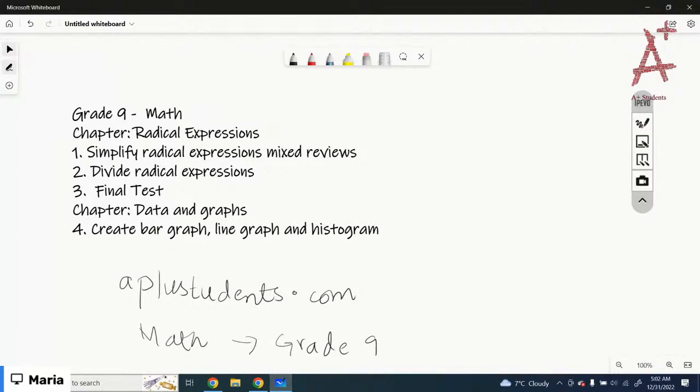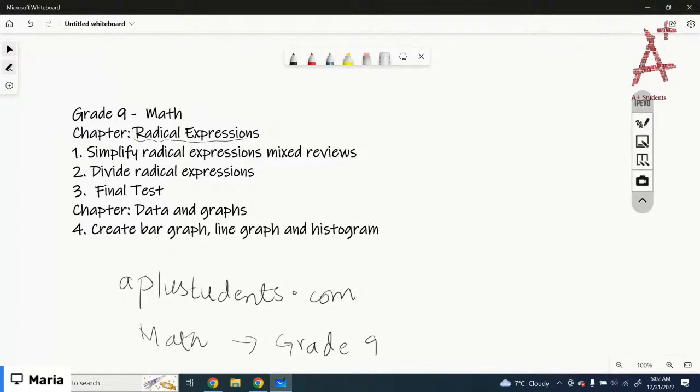So we're going to start with the chapter radical expressions, and the lessons we're going to cover today are simplify radical expressions, mixed reviews. Then divide radical expressions, the final test of the chapter. Then we'll start the new chapter, it is data and graphs. And the lesson name is create bar graph, line graph, and histogram.